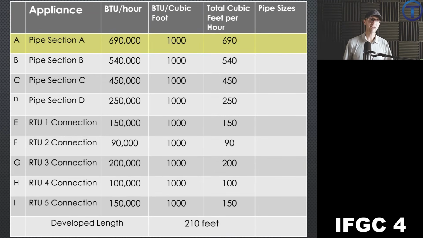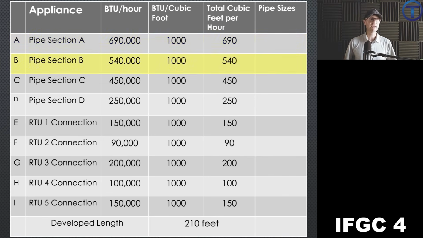We divide that by our BTU per cubic foot at 1,000. Remember, we're dividing here at sea level, and we'll get 690 cubic feet per hour. That's the number we need in order to size on our tables. We're going to do that same thing for every section.